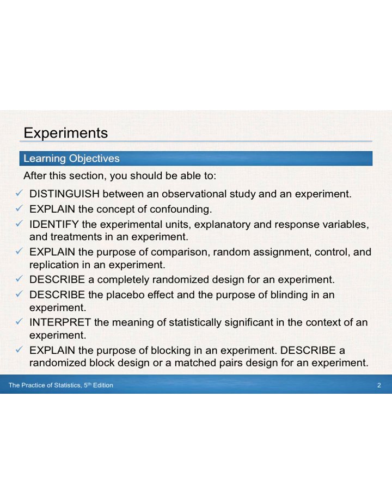So in this part, we're going to talk a little bit about the remaining parts of designing a good experiment, what it means to have a placebo effect, and why we blind in an experiment if we can. We're going to talk about statistically significant and also look at blocking and matched pair design.